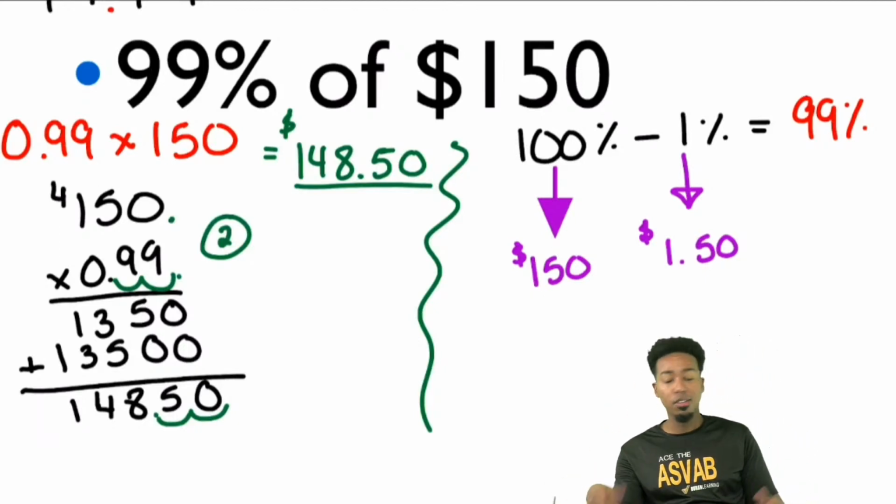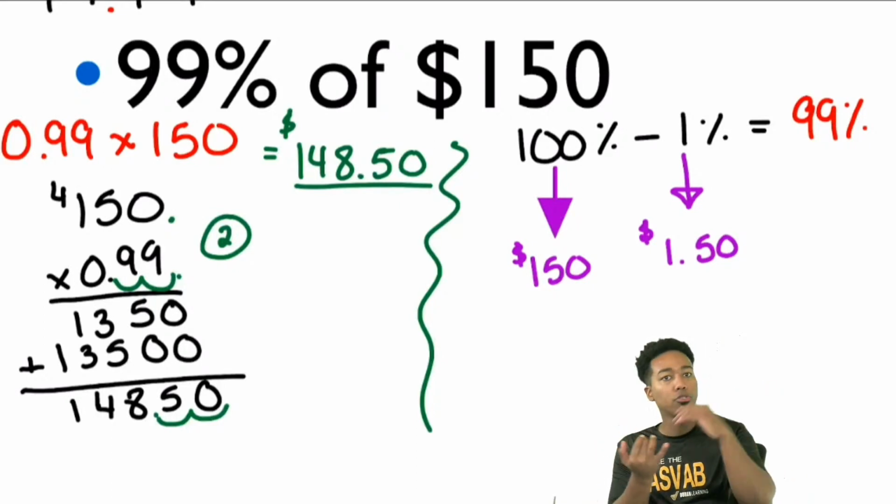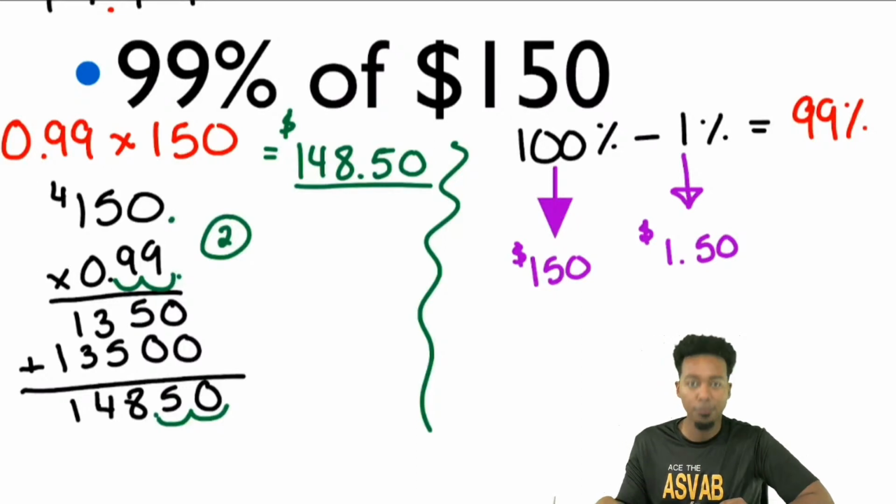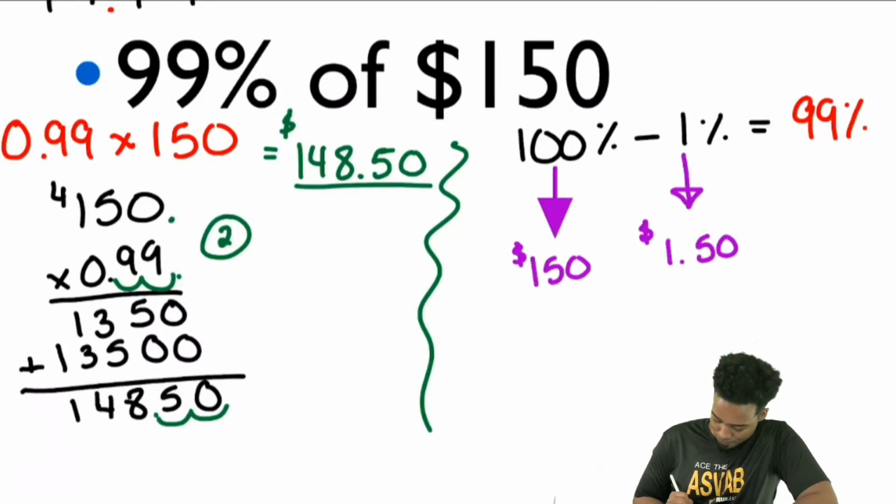150 minus $1.50. So take away $1 first, 149. Then take away the 50 cents, 148 and 50 cents. And there you are.